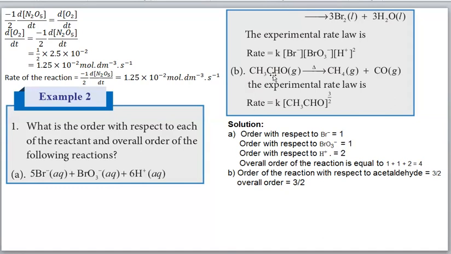Then for the second question, acetaldehyde gives methane and carbon monoxide. The experimental rate law is rate equals K into [CH3CHO] to the power 3 by 2. So the order with respect to acetaldehyde is the power, 3 by 2. The overall order: there is no other term, only acetaldehyde is there, so the overall order is also the same value, 3 by 2.